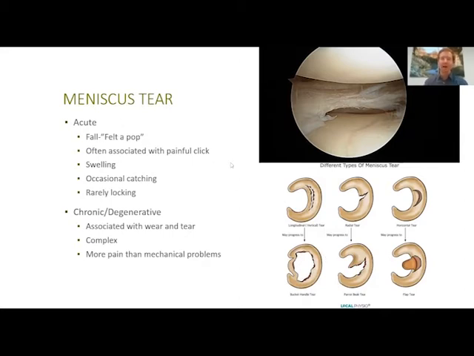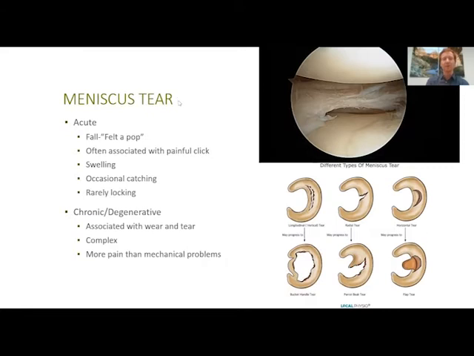But what is important to know is that some tears lend themselves to being more amenable to repair, and some don't, unfortunately. And by and large, many meniscus tears aren't able to be repaired. A lot of this is because of that blood supply I was talking about, and I'll go into more detail a little bit later.